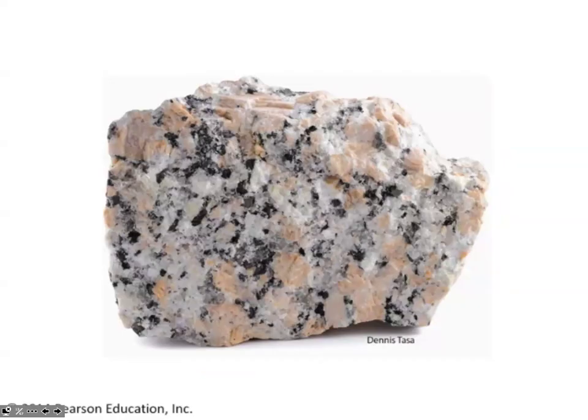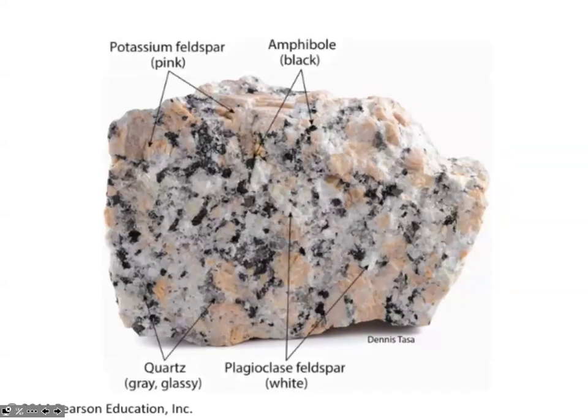Okay, so hopefully you were able to identify a few of those minerals pretty easily. Quartz is pretty easy to pick out. It's sort of gray and glassy. It breaks with a conchoidal fracture. The other one that's really easy to pick out here would be potassium feldspar, which is pinkish in color.